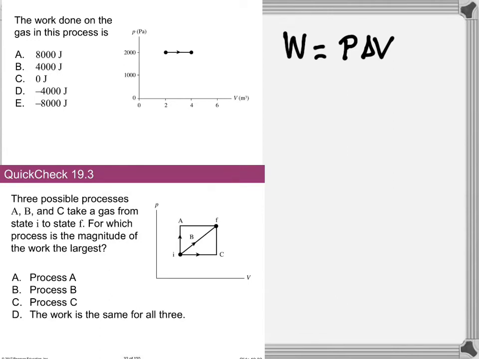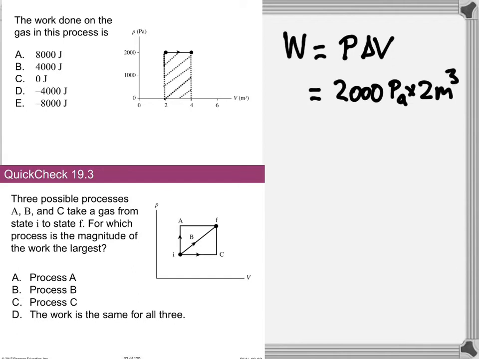The equation that tells us the work done when a gas expands or contracts is, in general, the integral of the pressure with respect to volume. When the pressure is constant, as in this example, the pressure times the change in volume is clearly the area. In this simple example, we have a constant pressure of 2000 pascals, the MKS unit for pressure. The international system of units for pressure is the pascal. So 2000 pascals times the change in volume: the gas went from 2 cubic meters to 4 cubic meters, so the change in volume is 2 cubic meters.